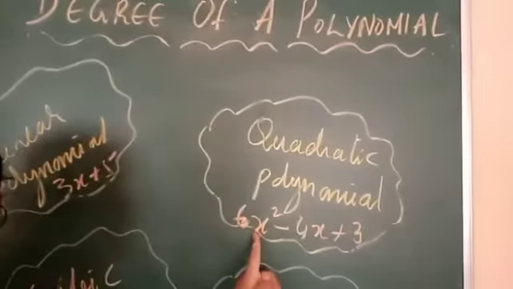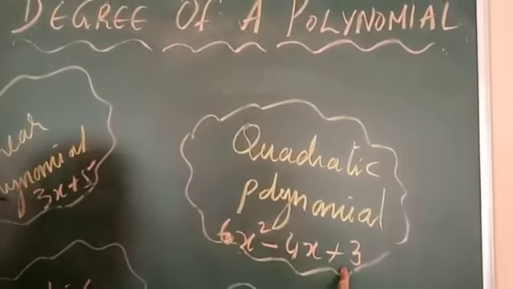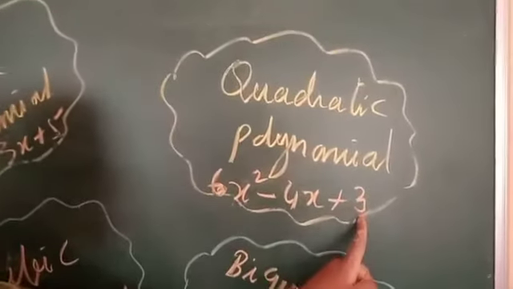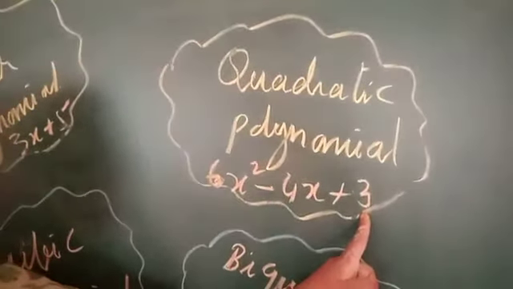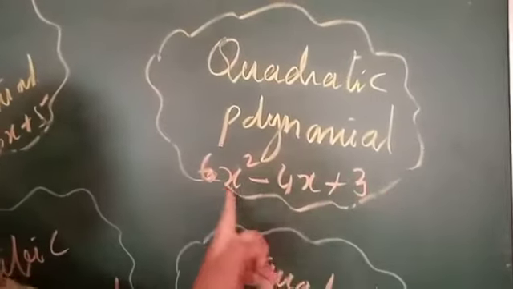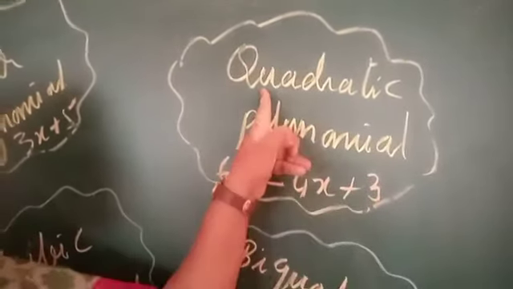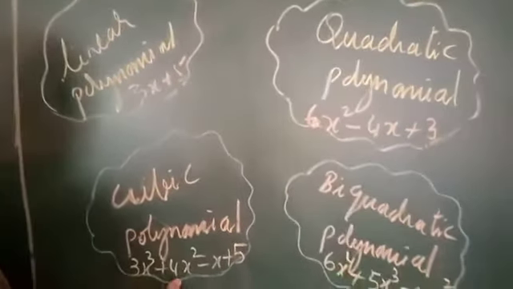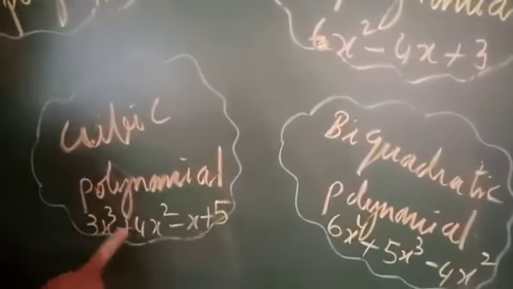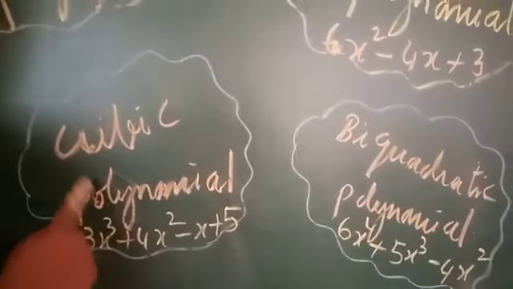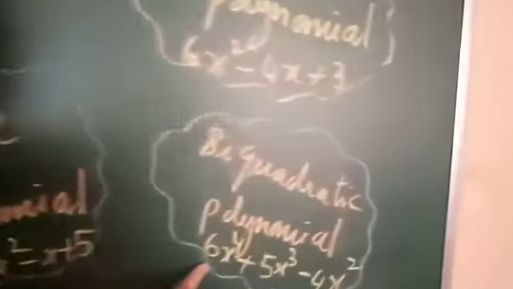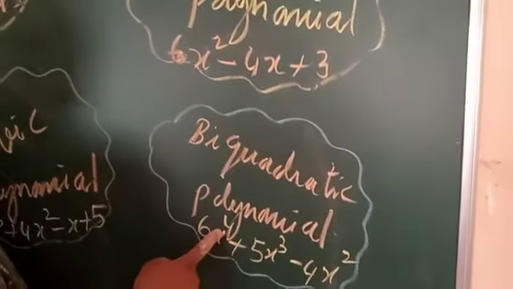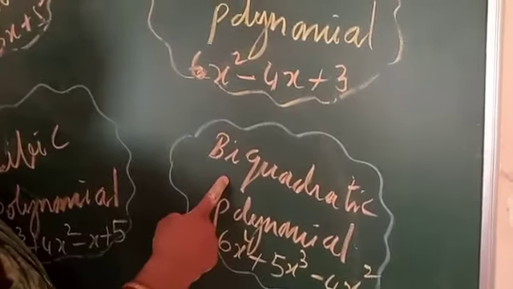If you see this example, 6x square minus 4x plus 3, here the first term has degree 2, this term has degree 1 and this term is a constant term, so its degree is 0. So what is the highest degree? 2, so it is called a quadratic polynomial. In the example 3x cube plus 4x square minus x plus 5, the highest degree is 3, so it is called a cubic polynomial. And in 6x to the power of 4, 5x cube minus 4x square, the highest degree is 4, so it is called a biquadratic polynomial.